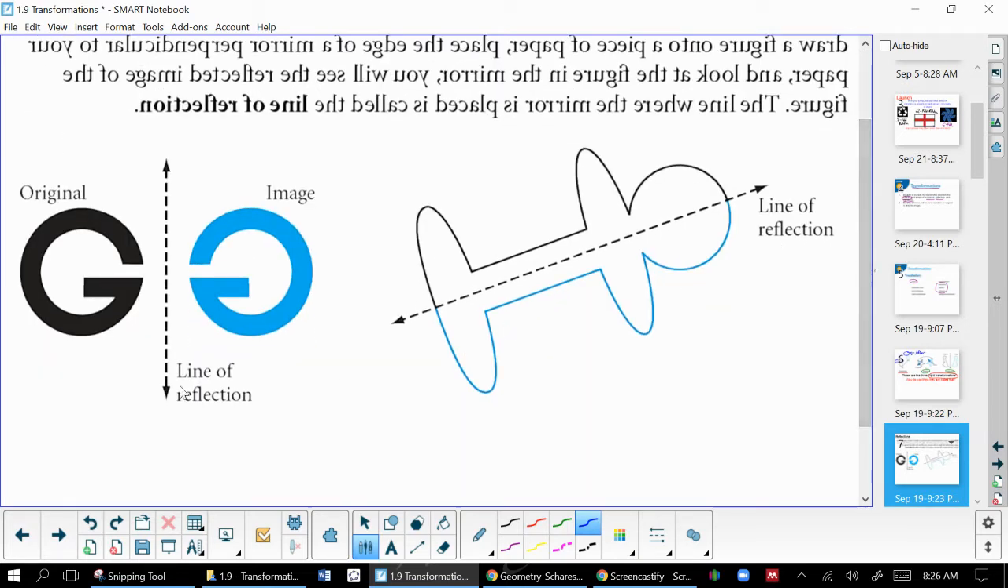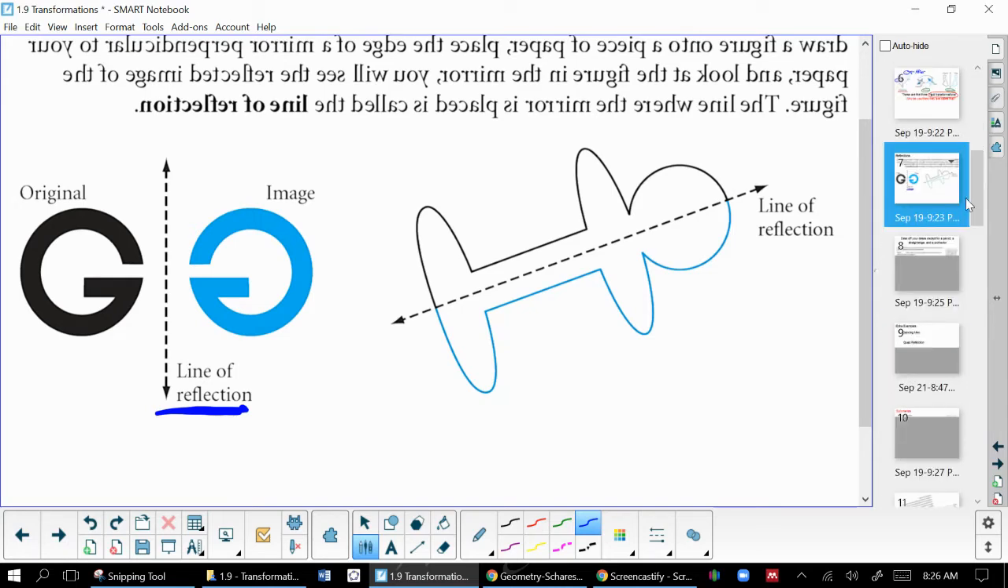We've got another example of the original here and the image here. Notice the line of reflection being put there. And then the same thing here, the original in black and then the image in blue, just a mirror image. That line can go anywhere you want.